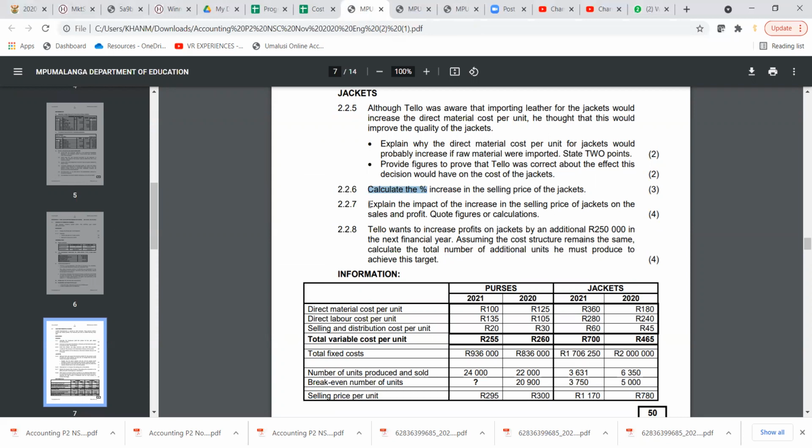So now let's explain the impact of the increase in the selling price of jackets on the sales and profit. Quote figures or calculations. Okay, so what happened to sales? Sales decreased from that to that, and then we can work out the impact on profit. So let's have a look.